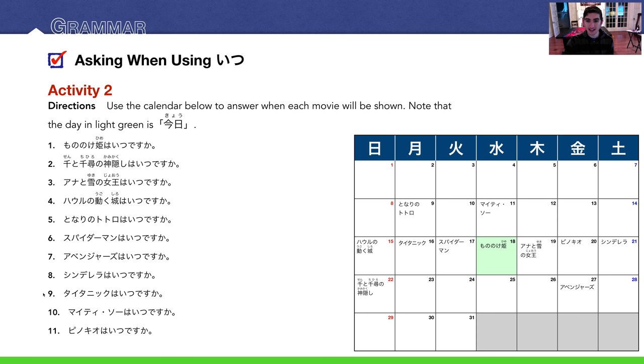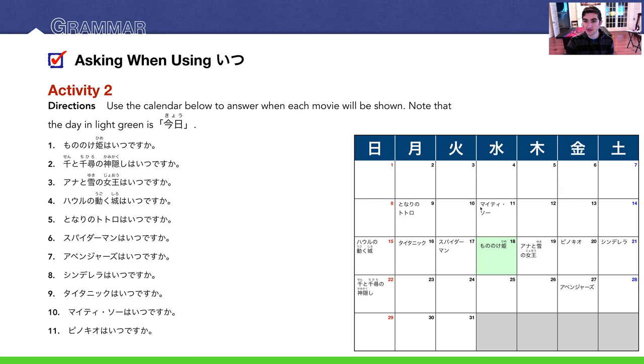Number 9, Titanic. Titanicはいつですか? Titanic, right? That would be the 16th. For this one, you can say, 今週の月曜日でした。 Or, because it's 2 days before 今日, before today, you can say, おとといでした。 It was the day before yesterday. Okay? Number 10, Mighty Thor. Mighty Thor in Japanese is literally how they translated it. This is, in English, just Thor, the movie Thor. Mighty Thor wa itsu desu ka?